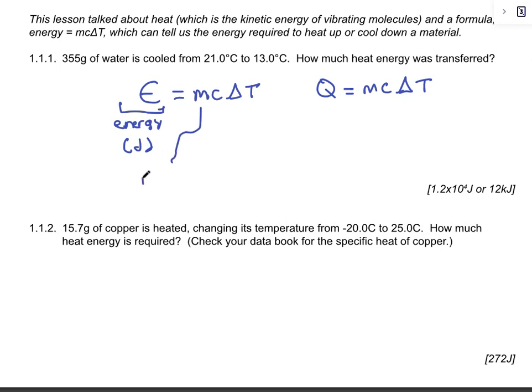M is the mass of the thing you're heating up. Could be a chunk of steel or a container of water or anything like that. Mass for chemists is usually measured in grams. We will see kilograms, but grams are kind of our favorite.